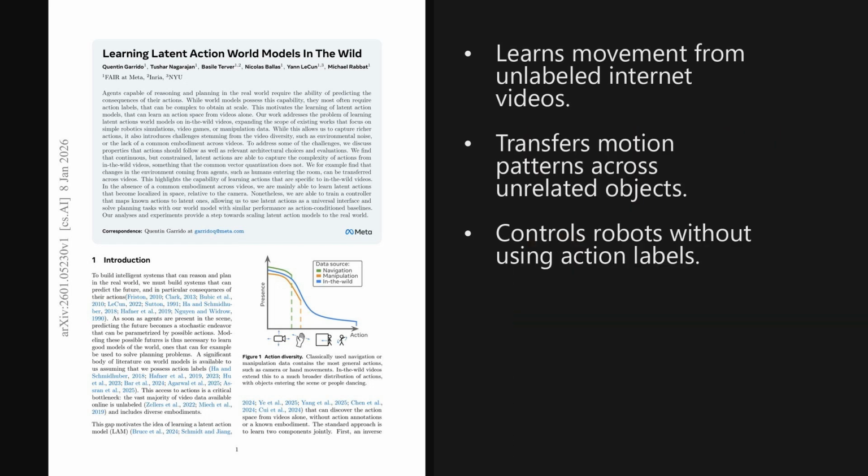I'm Alex. Today we're looking at a paper trending on X published on January 8th, 2026, about 3 days ago. It tackles a critical bottleneck in robotics by showing how we can learn world models directly from unlabeled in the wild internet videos, effectively removing the need for expensive action labels. The paper is titled, Learning Latent Action World Models in the Wild, and as we'll see later, the results are really impressive, demonstrating that we can extract usable action plans just by watching diverse video clips.